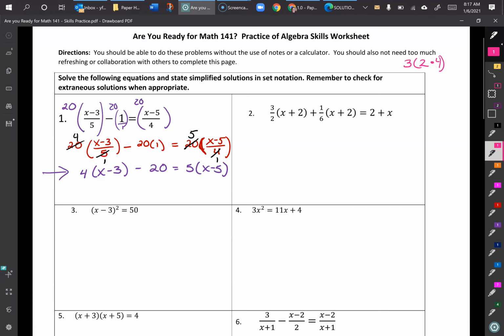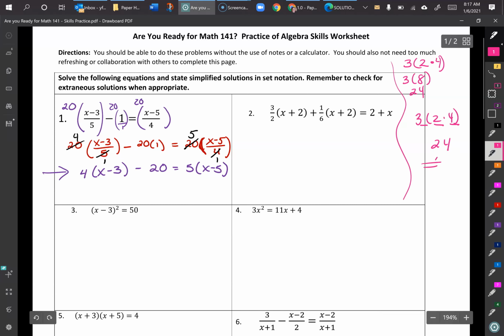There's a couple of different ways you could do that. You could actually just multiply 3 times 8, use your associative property and get 24. But you also could just do this: 3 times 2 times 4. You could just go 3 times 2 is 6, times 4 would be 24. Really, we're reassociating differently.